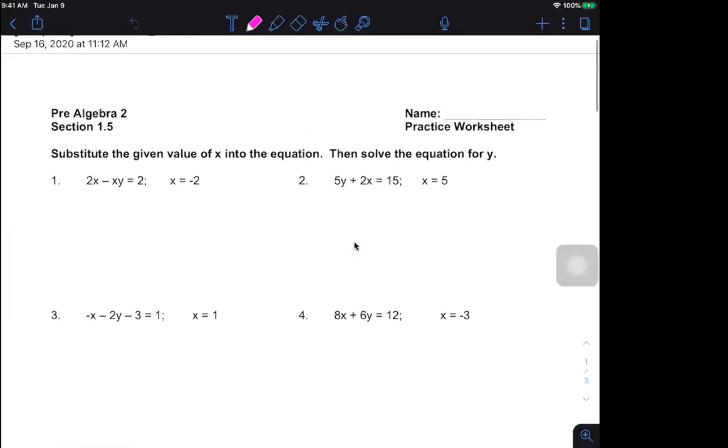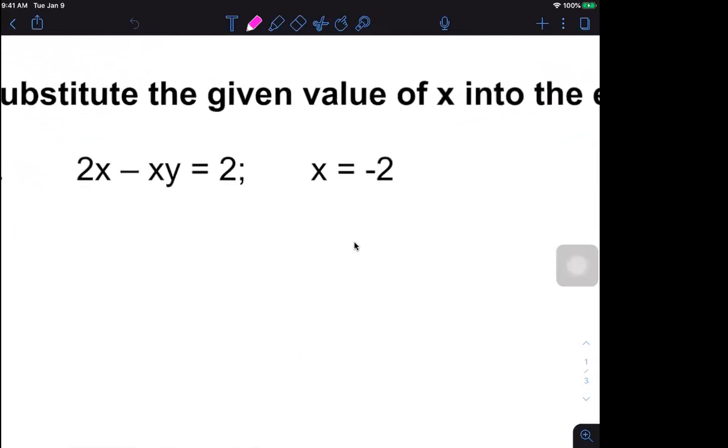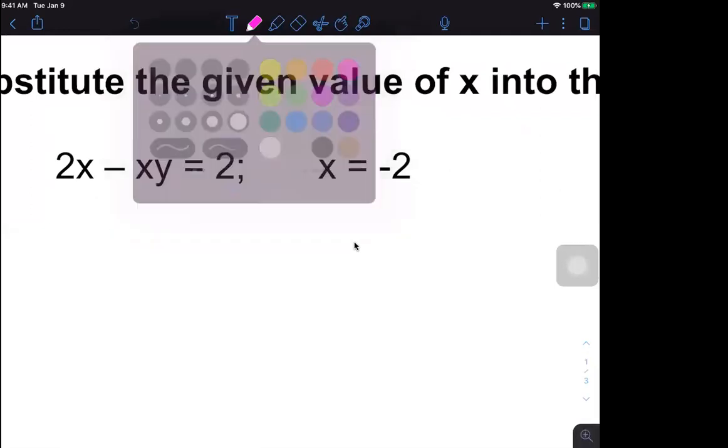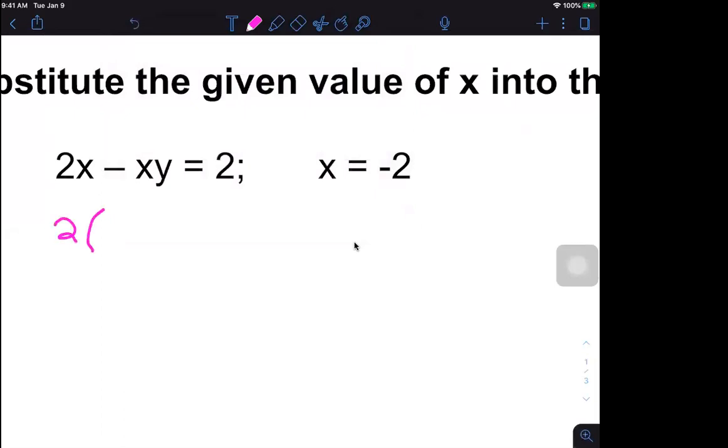Okay, so they want us to substitute first and then solve for y. So be very careful to read the directions clearly, because on the other sheet, it wanted us to do it backwards. It wants us to solve for y and then substitute. This one's different. So anytime we plug in, we use parentheses. So we'll go ahead and plug in 2, parentheses, we're going to plug in the negative 2 for x. And if you notice here, we have another x. So again, we're plugging in. We use parentheses times y equals 2.